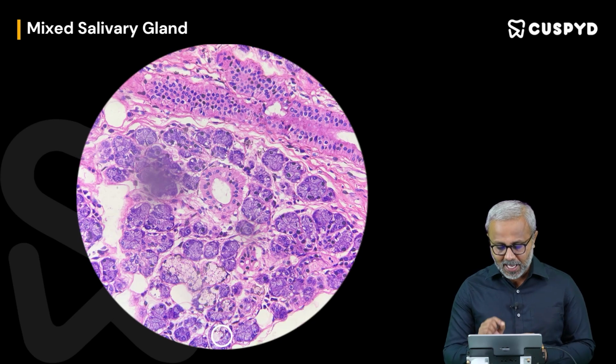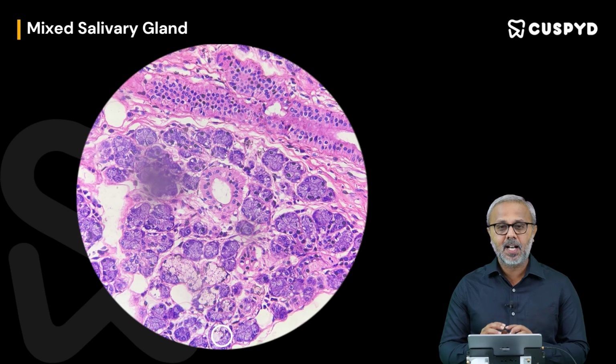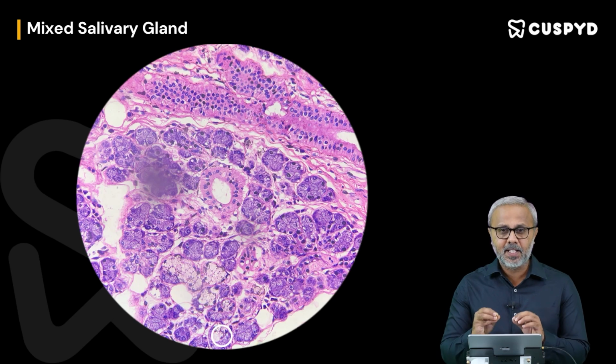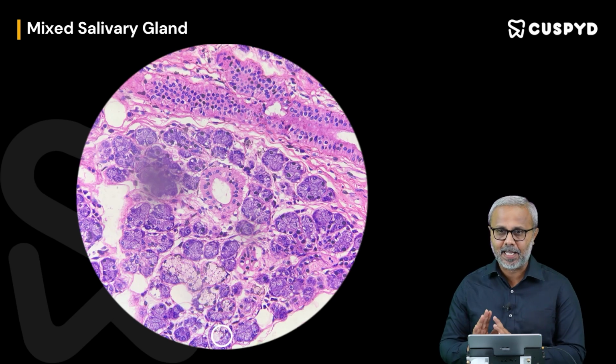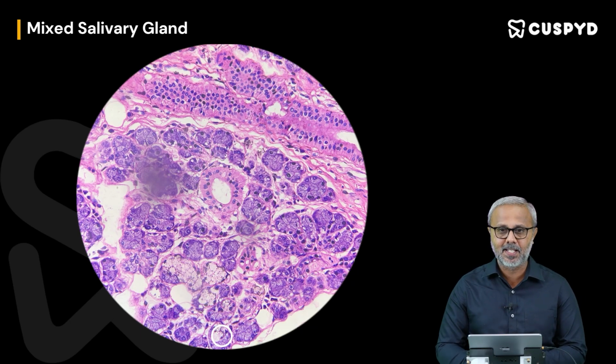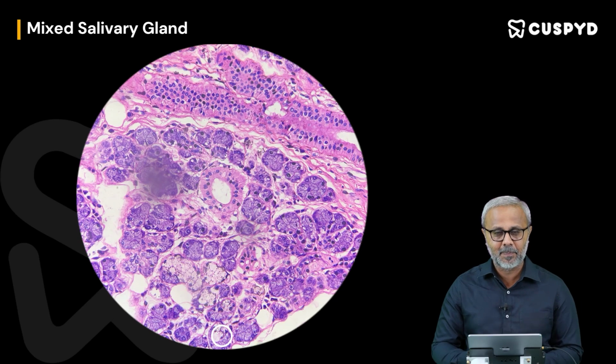Then mucous acini, at about the 6 o'clock position, we can make out these are having a washed out appearance because these are mucous acini filled with lipid droplets which get washed off during H and E staining. And the nucleus is typically pushed towards the base. So all these are features of typical mucous acini.